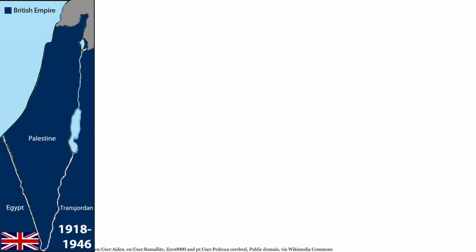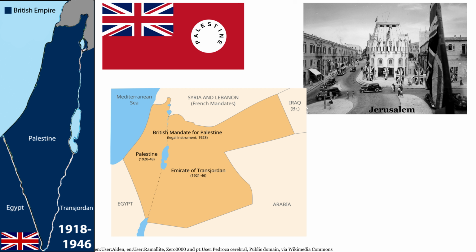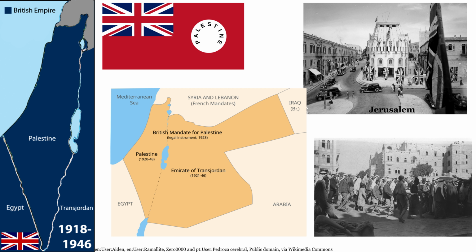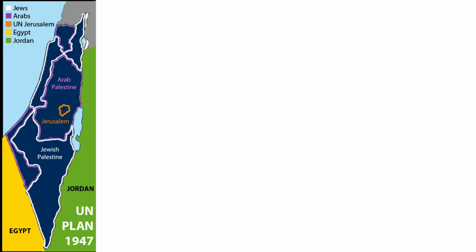1918 till 1946, British Mandate. After the collapse of the Ottoman Empire in World War I, the region came under British mandate with approval from the League of Nations. This is when the first tensions began. Jews and Arabs lived side by side, but with increasing national claims. The map clearly shows that no Palestinian state existed, only colonial administration.